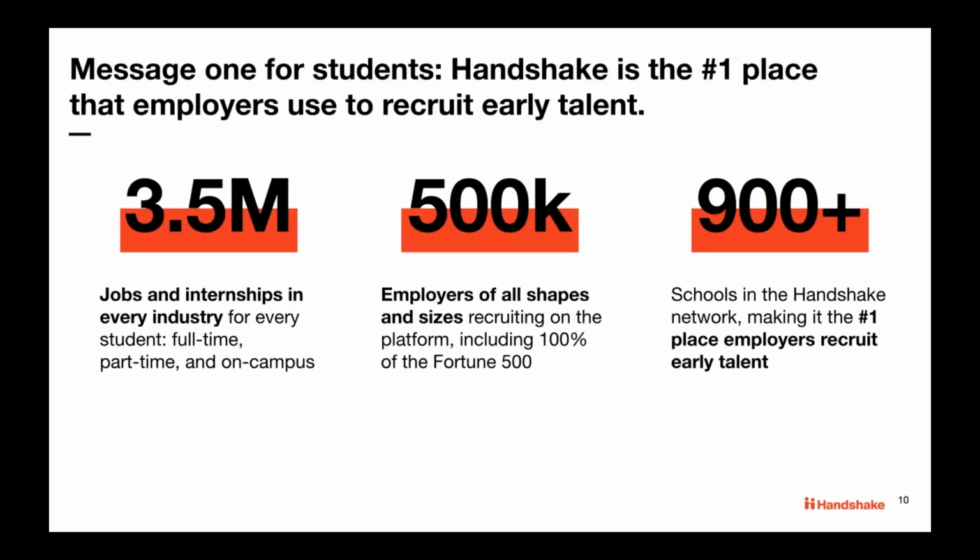So with that said, the first message that we want to communicate about Handshake is that Handshake is the platform recruiters go to when they're looking for college students or recent grads. The numbers on this slide really speak for themselves in defining the size of our network. So 3.5 million jobs and internships in every industry, 500,000 employers, including the entire Fortune 500, and over 900 schools in our network.